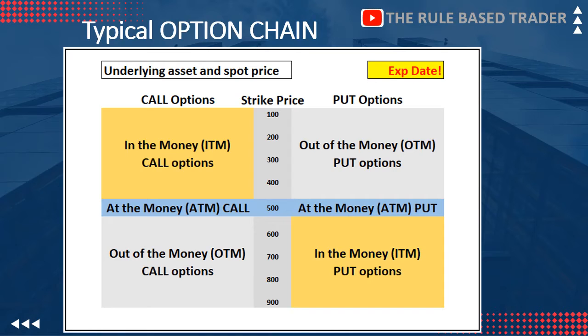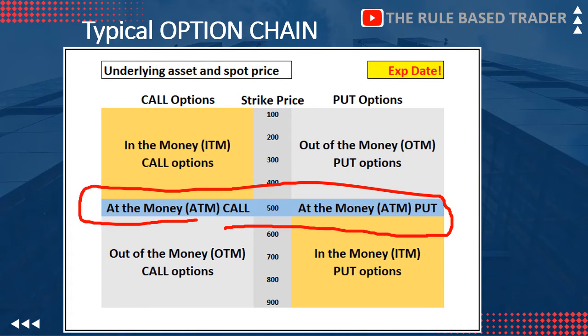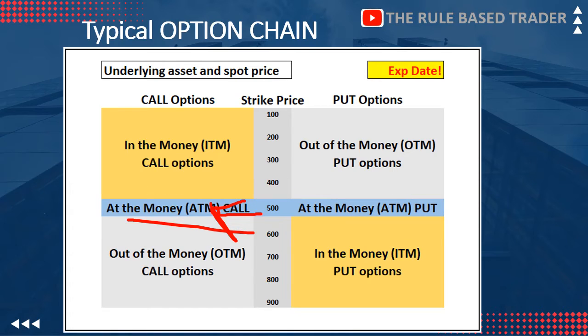The option with strike price near or equal to the current market price is said to be at the money. So, on the left hand side and on the right hand side of the current market price are at the money call and put options respectively. In the upcoming stages of learning, I will clarify what each of them means.